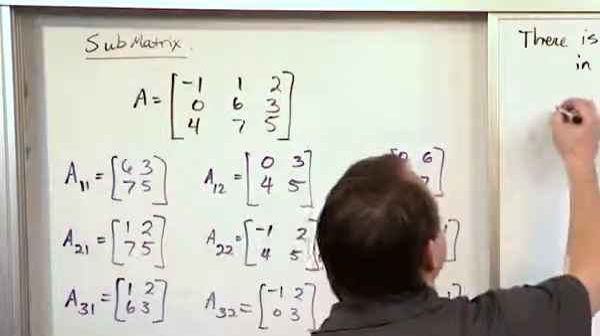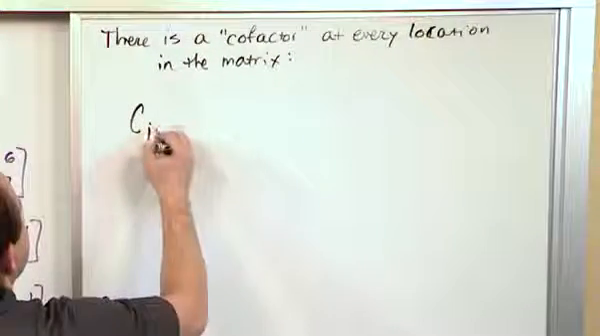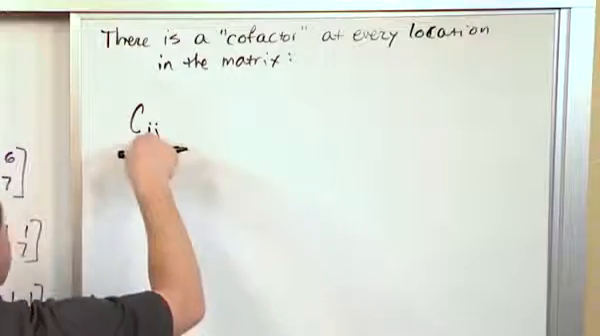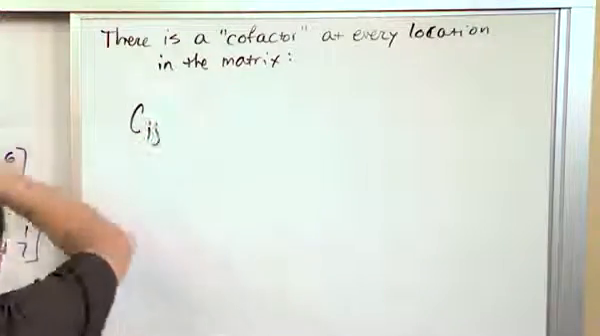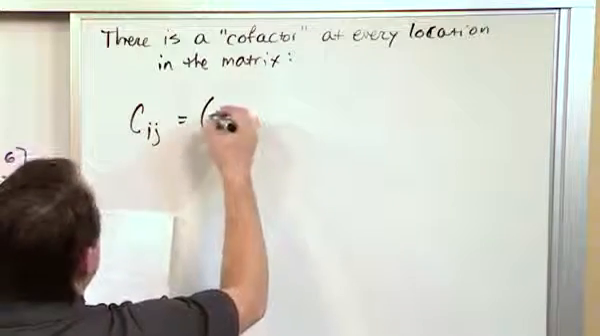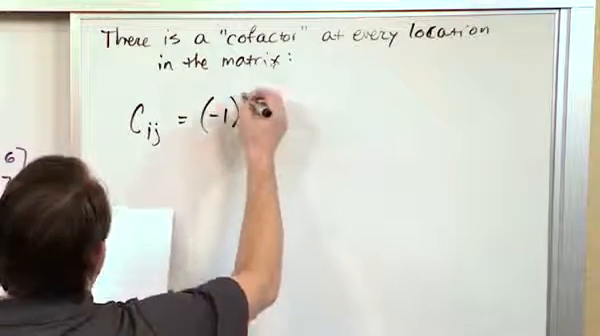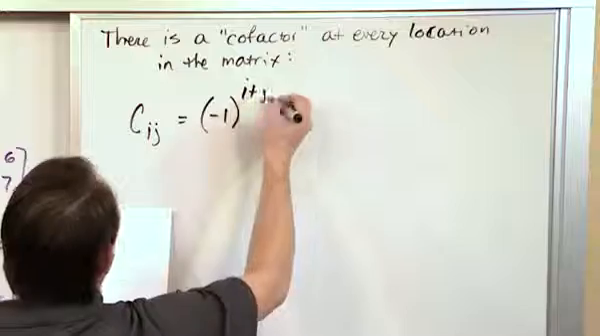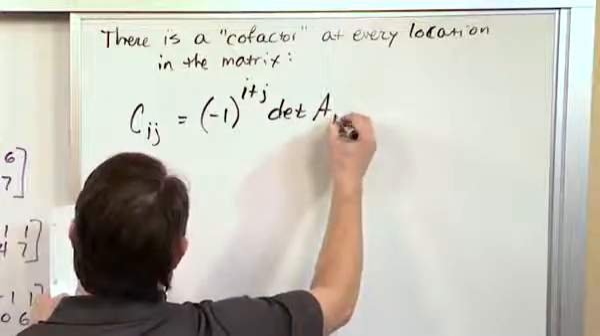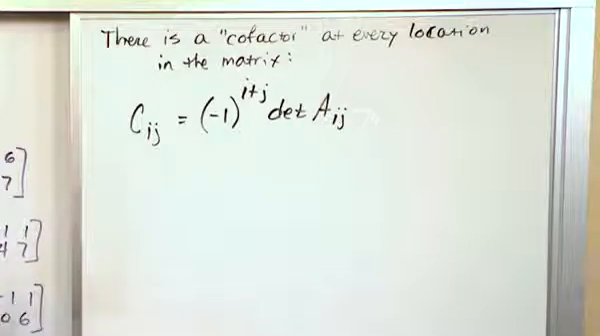The cofactor at location ij, that means the location at row, column, so row 1 column 1 or row 2 column 3 or whatever location in the matrix, is going to be equal to something that scares students at first, but it's not too bad: -1 to the i plus j times the determinant of the submatrix ij. So this looks complicated, but I promise you it's not complicated.